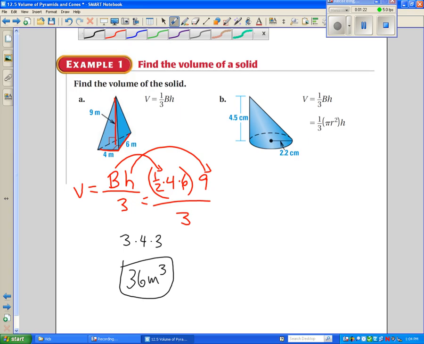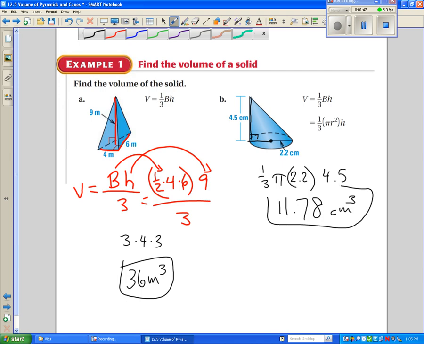Cone, this is the same thing, Cavalieri's principle. We have our perpendicular height. We're going to assume that's perpendicular for now. And we're just going to do 1/3 pi r squared, which is 2.2, times the perpendicular height, which is 4.5. And obviously with the decimals in pi, we're just going to chug this out. So 1 divided by 3 times pi times 2.2 times 4.5. So 11.78. And this is centimeters cubed.